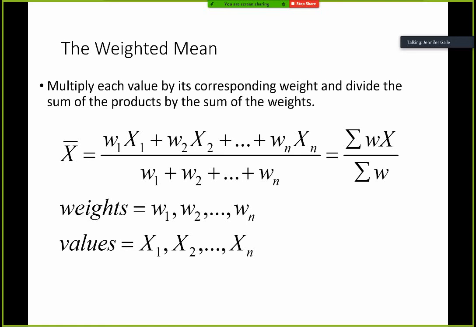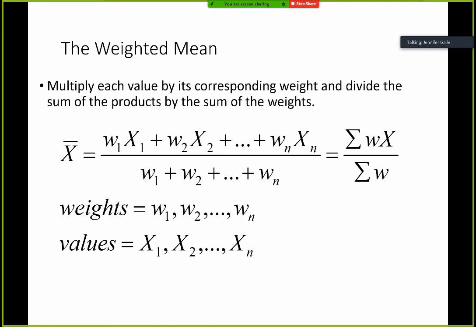You already have this on your sheet, the weighted mean. Multiply each value by whatever its weight is, and then you divide by the sum of the weights. That formula is on your sheet. We see the X bar again. Remember, the X bar is our mean. We need to get used to that symbol.